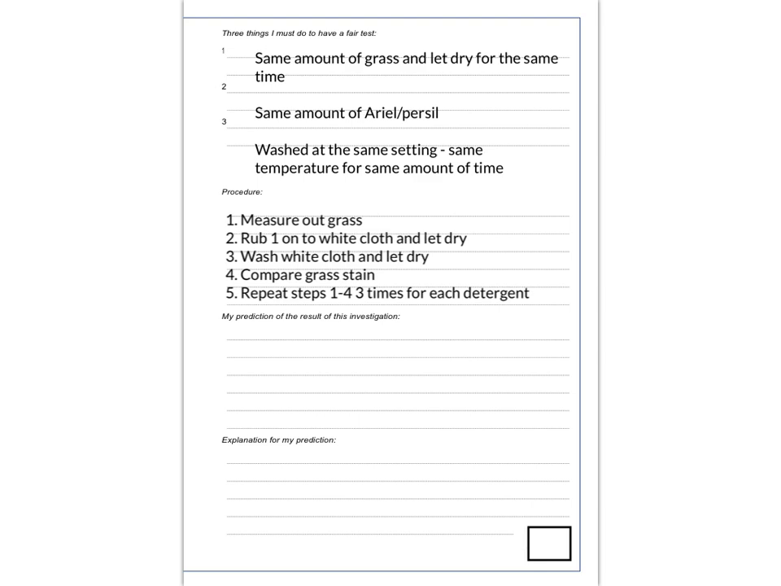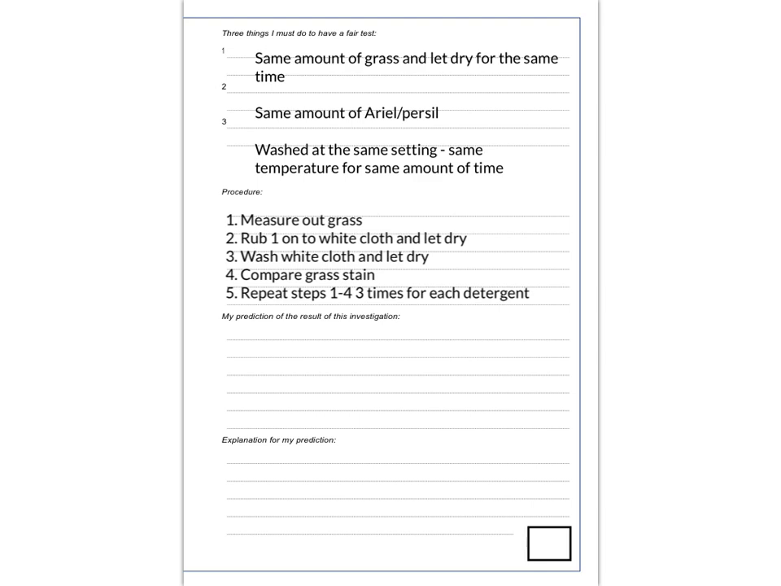Now, if we really want to be accurate and want to make sure it's a fair test, what we do is we take an average of results. So we would repeat it at least 3 times for each sample and for each detergent.